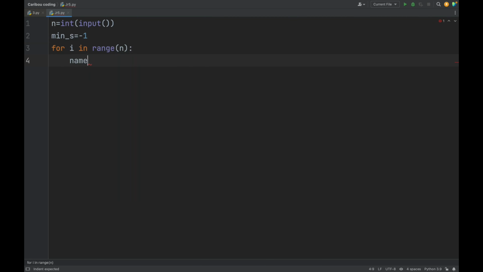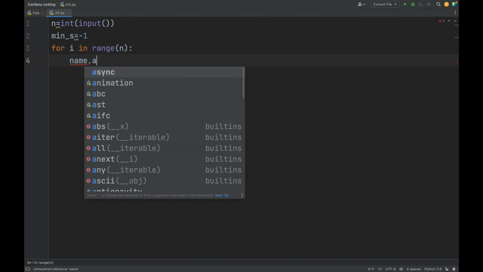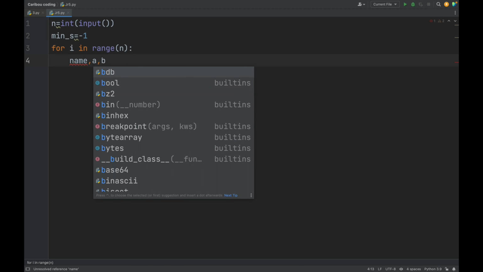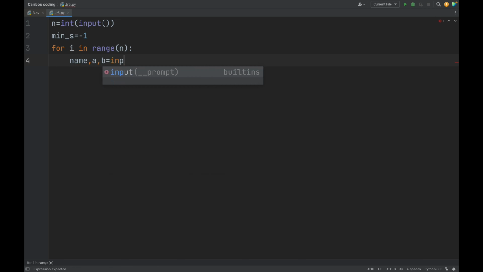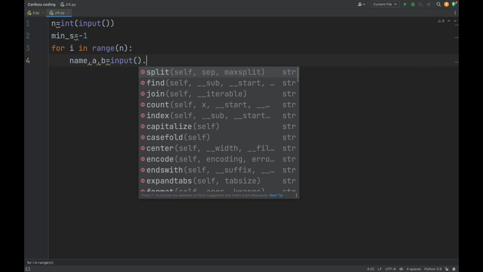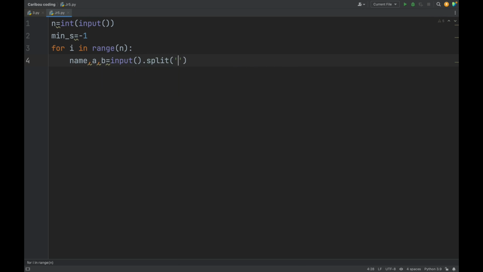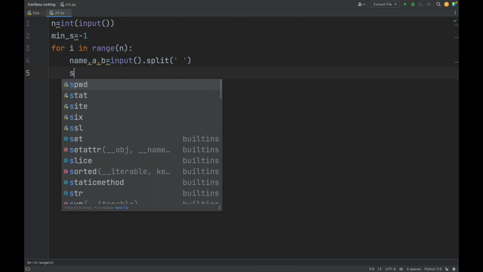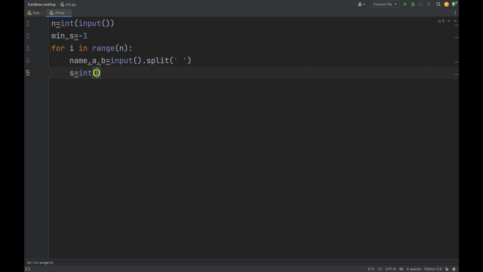Next, name is going to become the name of the school, and a and b are going to be the x and y coordinates of the school respectively. And it's going to be input, split by space. Next, s is int(a) squared plus int(b) squared. So the double asterisk means to the power of.